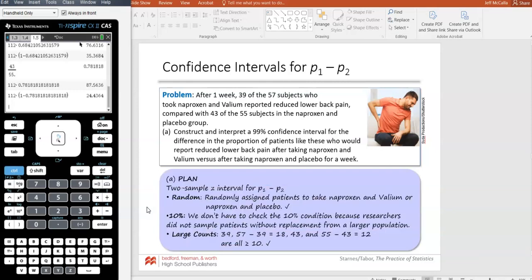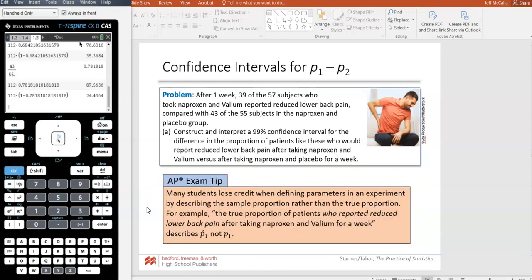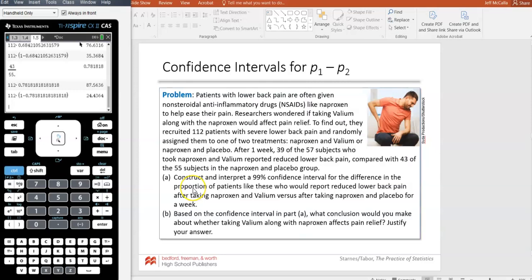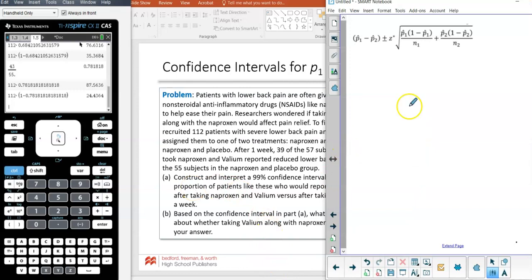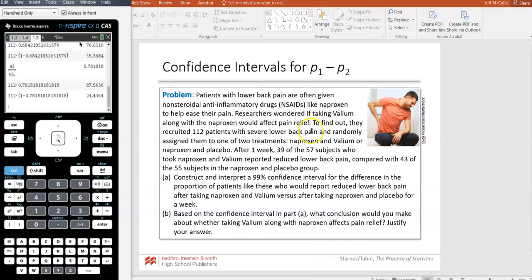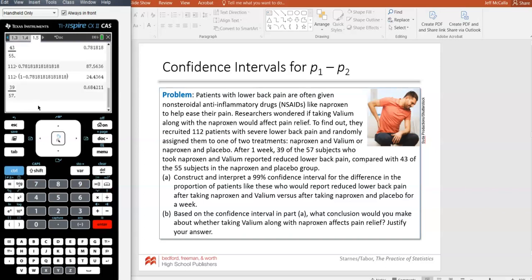So we checked the conditions. Those were the conditions we checked. I think we already did that. So let's go back to the problem. And so I would recommend doing this first part not in your calculator, but actually plugging in the numbers for this one. So I think the first one was 39 divided by 57. And the second one is 43 divided by 55.